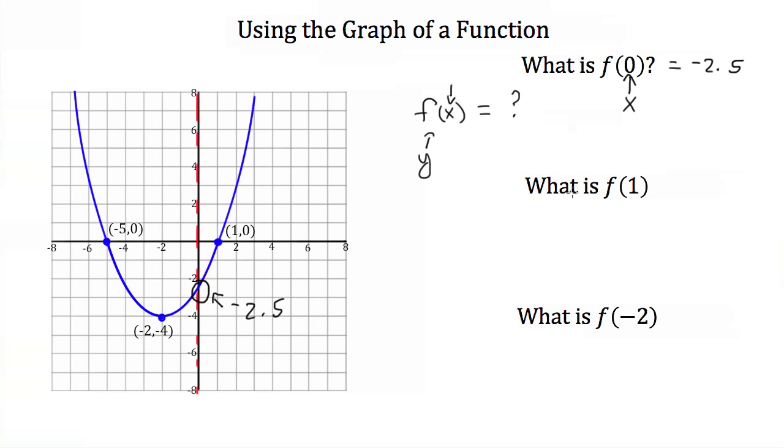Now if we want our function value when x is 1, we go to 1 on the x-axis, and we draw another vertical line passing through that point. This vertical line intersects the graph of our parabola here at the point (1, 0).